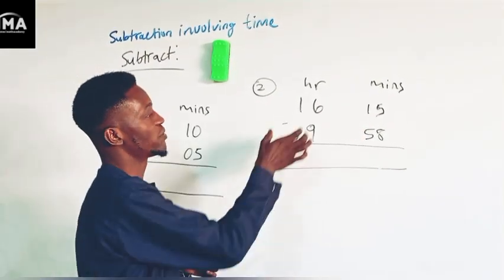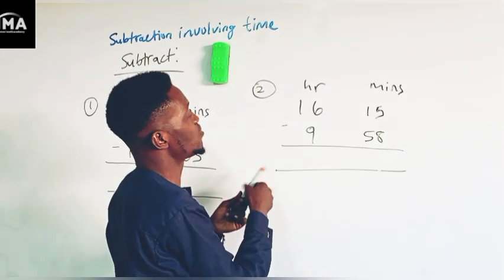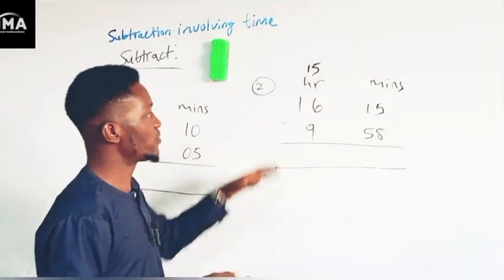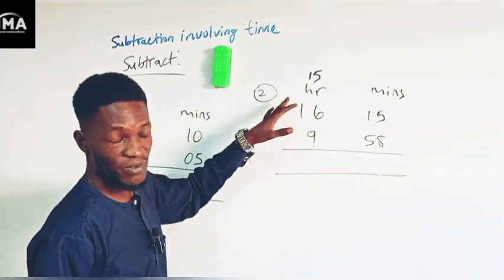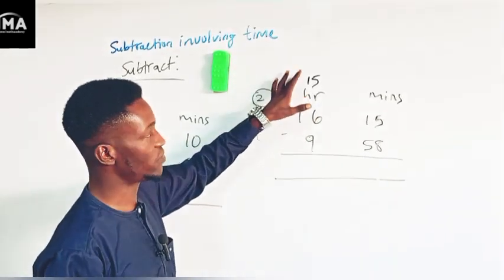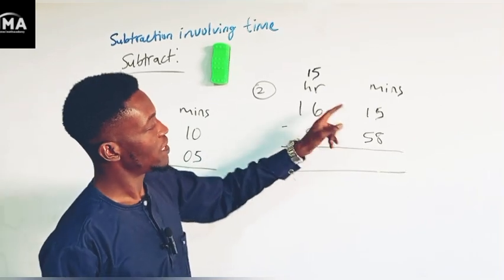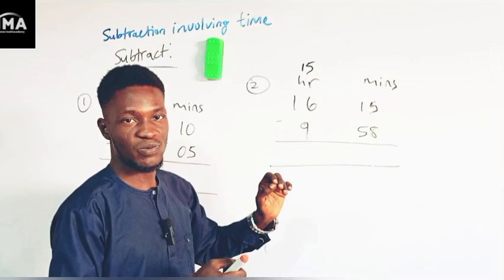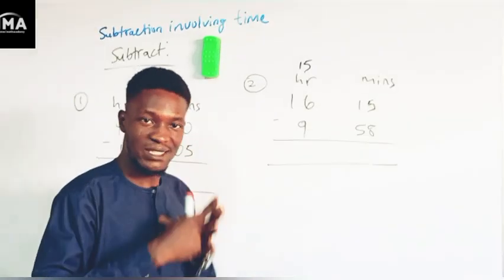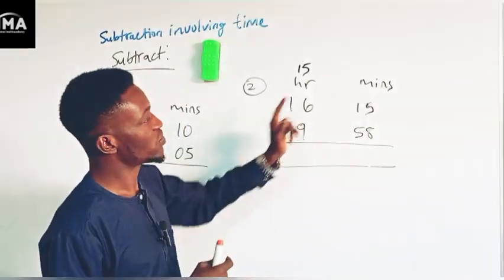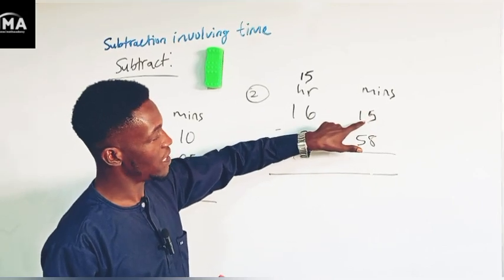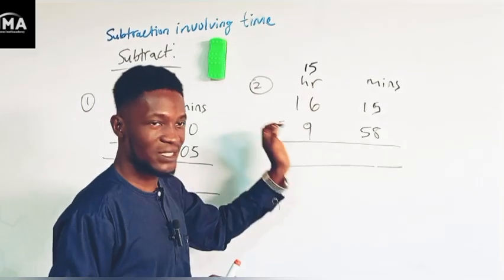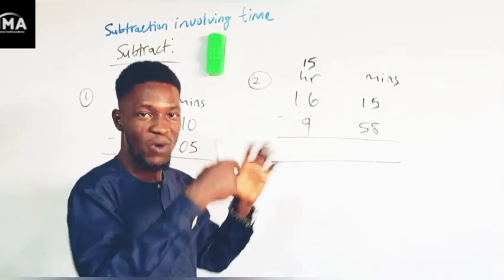If you borrow one from this 16, it will reduce to 15. But on this particular side, it becomes the relationship. So any one you borrow is 60. To get the value of this particular one that you borrow, it will become 60 plus 15. It's no longer 1 again.